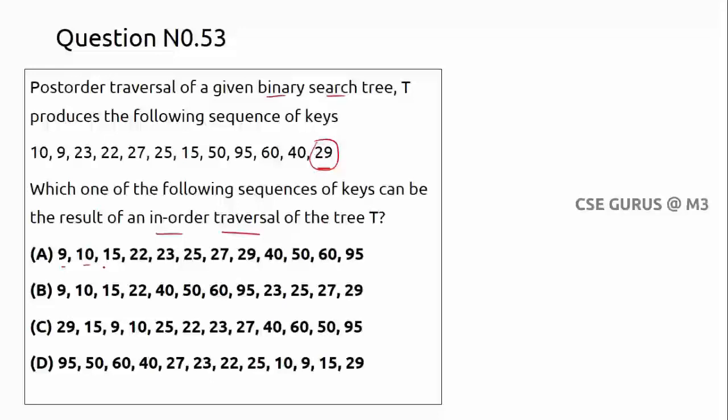I think you can see 9, 10, 15, 22 here also. So by seeing the four options, only option A is maintaining the ascending order of all the elements, which definitely will be your in-order. So directly the answer you can keep as option A. No need to take 29 as the root and go to the left and right, everything is not required. Directly, the answer is option A.